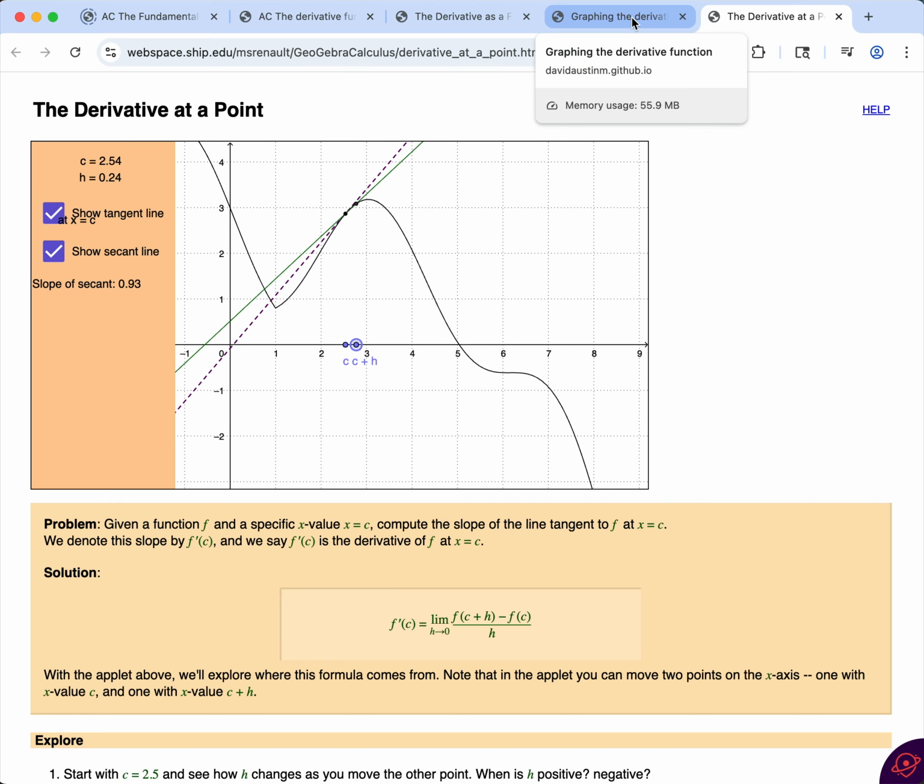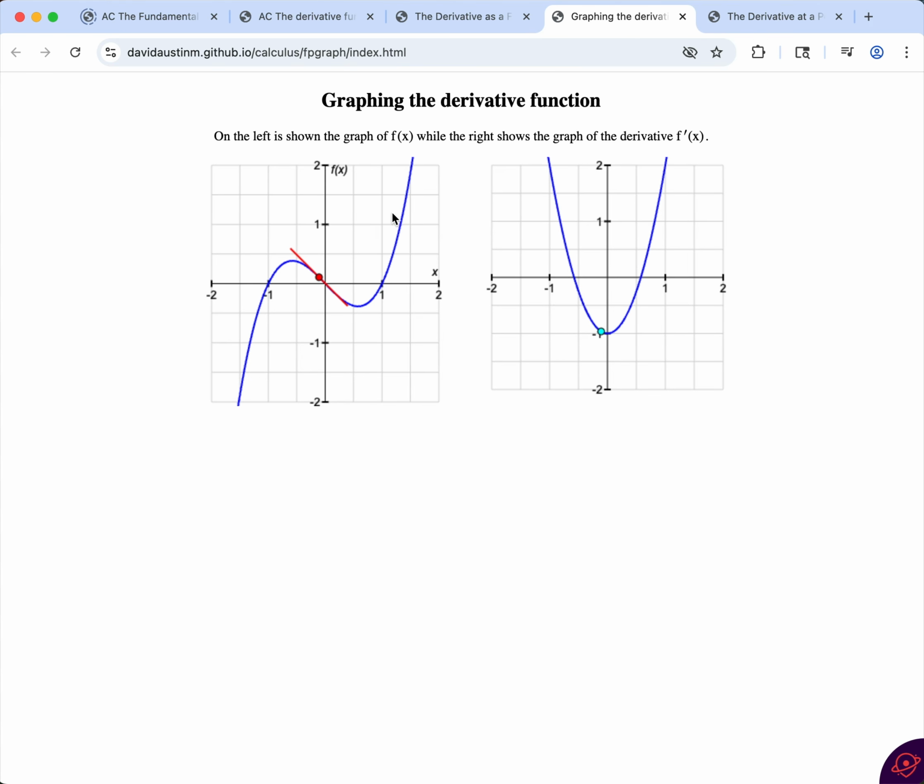Now they have a couple other apps in there. One is this one. It's showing a tangent line, and I can move it along this curve. The slope of that tangent line here looks like it's about -1. And that's what's graphed over here at 0, where at an x value of 0, the slope is -1, and so they put -1 here.